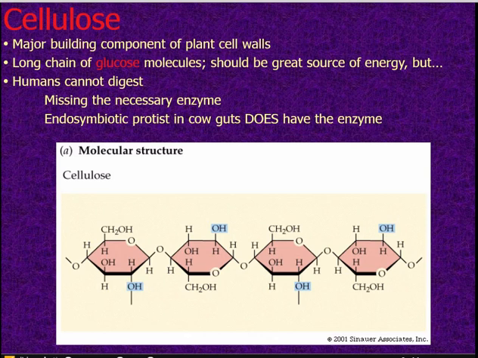It lives in the gut of a cow, and it does have the enzyme necessary to break that molecule up. So a cow can eat grass. It swallows the grass into one of its many stomachs, and those protists help it pull the glucose molecules apart. So that's why a cow can get energy from eating grass. But humans, because we don't have that protist in our stomachs, and we don't have the enzyme, we can't really get energy from cellulose, so we don't digest it well.